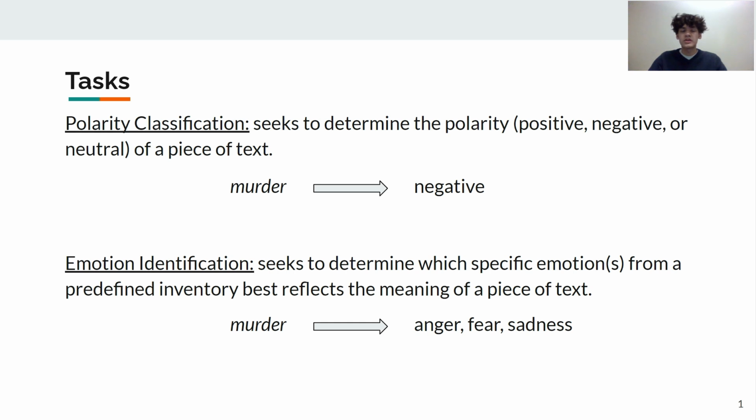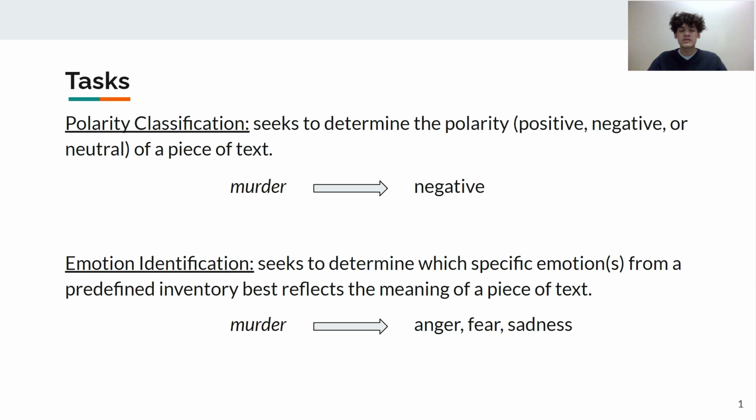So, in this work, we explore two tasks. The first is that of polarity classification, which seeks to determine the polarity of a piece of text. For example, we can classify the word murder as having a negative polarity. The second task we explore is that of emotion identification, which seeks to determine the specific emotions from a predefined inventory that best reflects the meaning of a piece of text. Again, looking at the word murder, we can identify it with the emotions of anger, fear, and sadness.